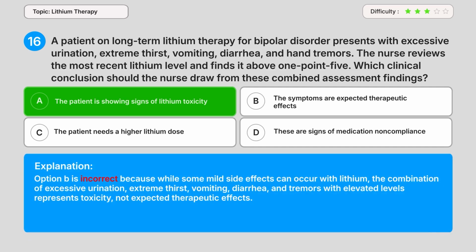Option B is incorrect because while some mild side effects can occur with lithium, the combination of excessive urination, extreme thirst, vomiting, diarrhea, and tremors with elevated levels represents toxicity, not expected therapeutic effects.